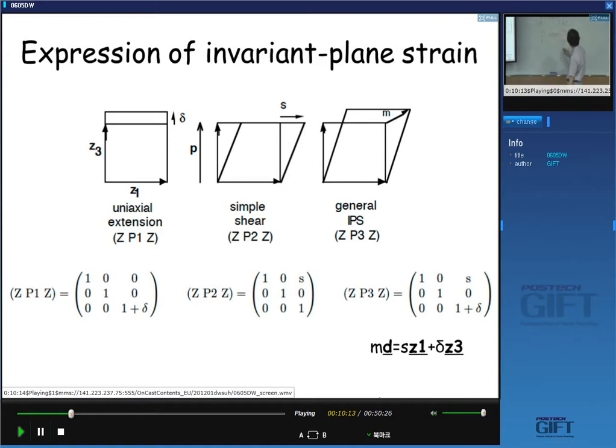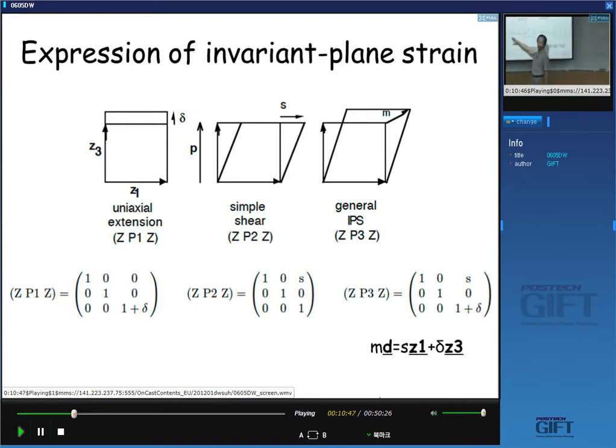Four, two, zero, one, zero, and 0, 0, 1, will deform to S, 0, 1, right? So by defining these three basis vectors, we simply explain the deformation matrix.